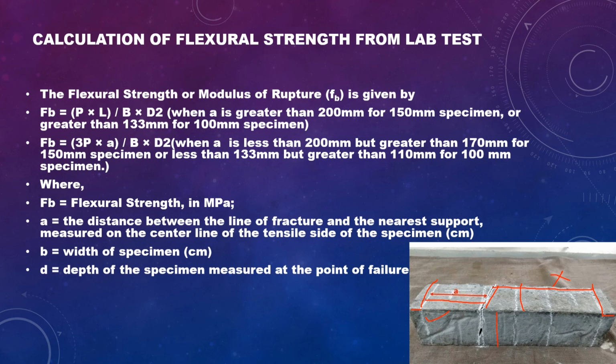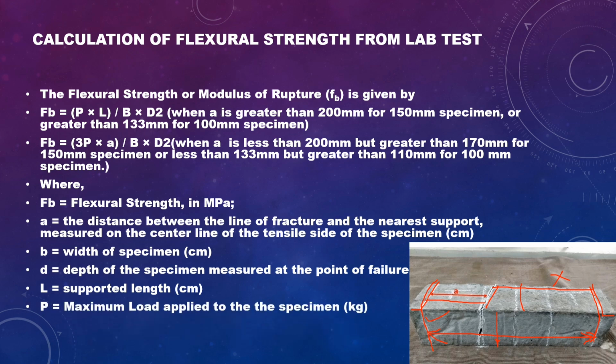failure. This is the depth of the specimen, and L is the supported length. This is the supported length. That is, we have seen, this is the loading point and this is the loading point. So this is the supported length. And P is the maximum load applied to the specimen in kg. Here we have applied the load, and the maximum load at which the specimen started cracking.